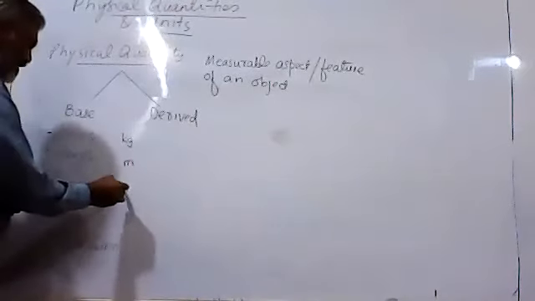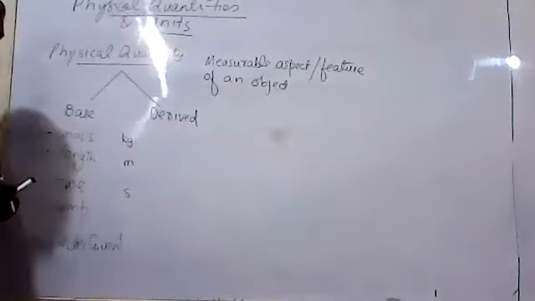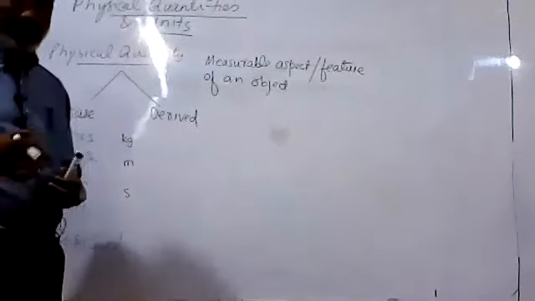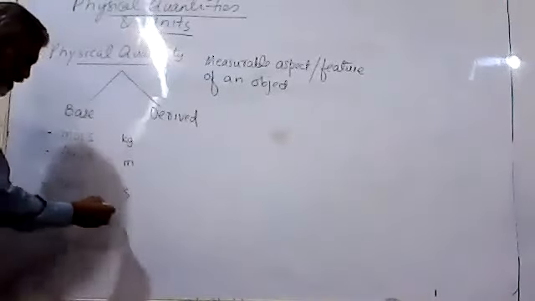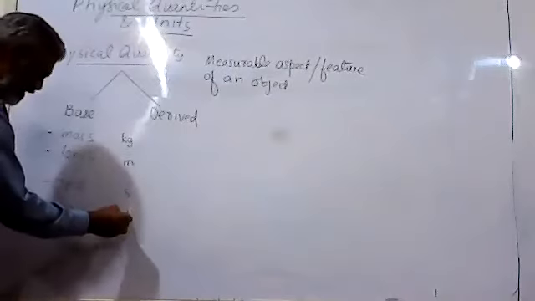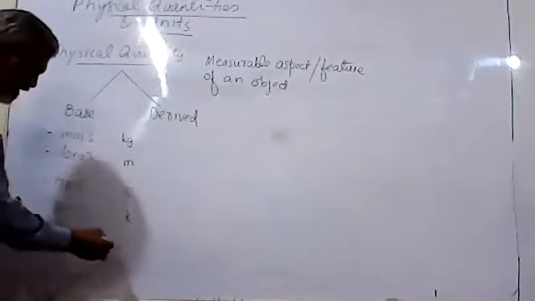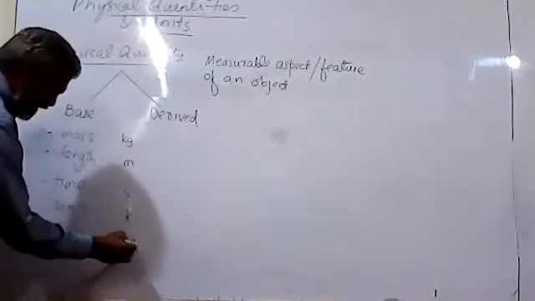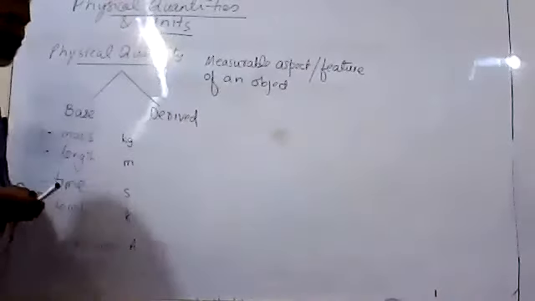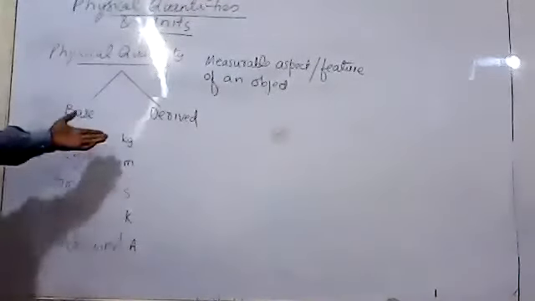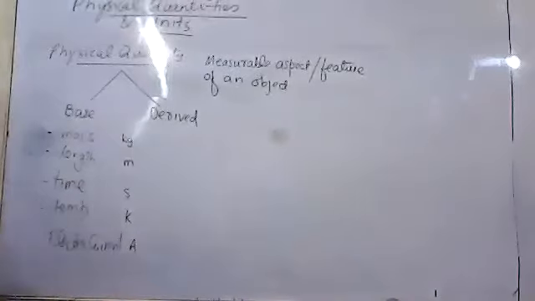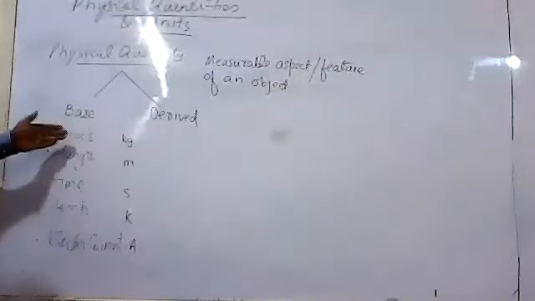Time is always second, because these are the standard symbols for the SI units, System International units. Temperature is Kelvin, which is capital K, and electric current is ampere, which is capital A. These are familiar symbols for the units. You have been using them in the previous classes. These are not entirely new symbols for you, so you continue using them.